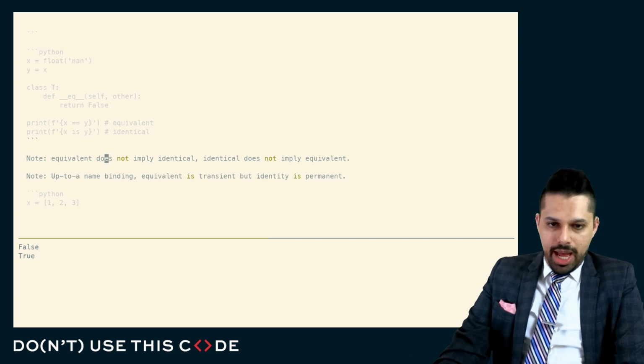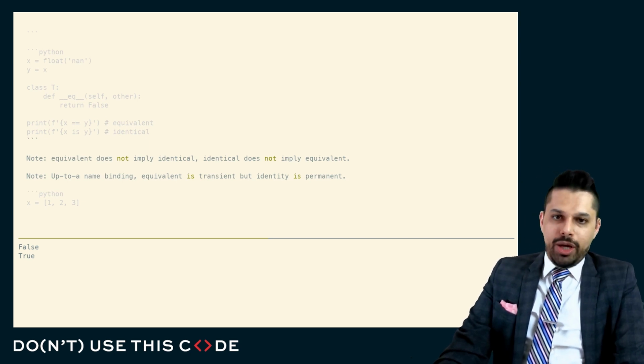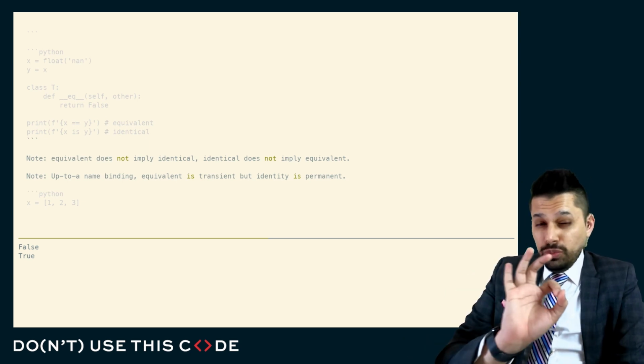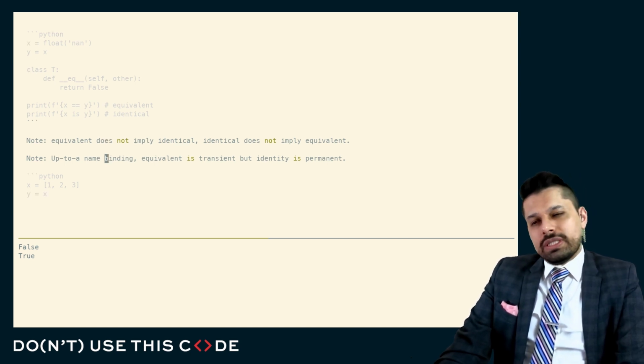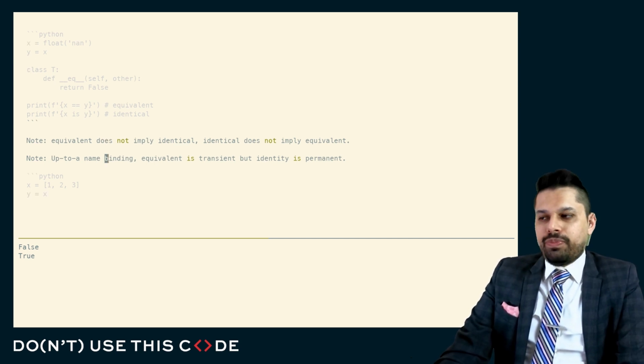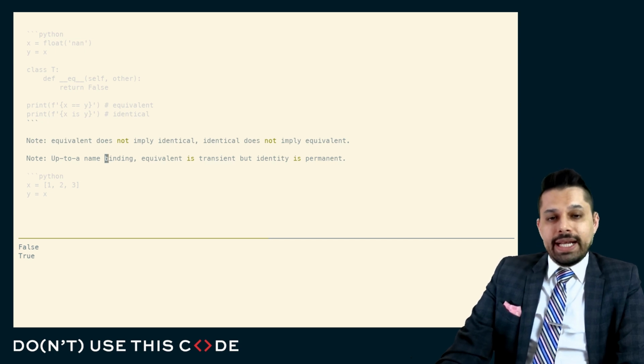Equivalence does not imply identical. Identical does not imply equivalent. They're two separate characteristics. One interesting thing that you might notice is up to a name binding, equivalence is a transient property, whereas identity is a permanent property.